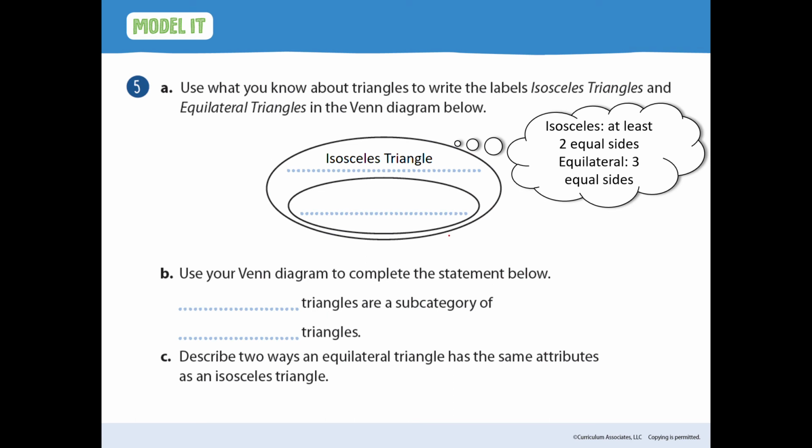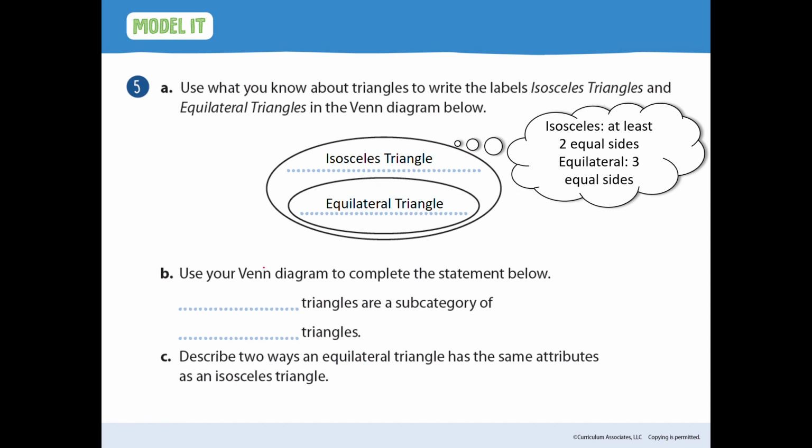Isosceles triangles goes on this line, and equilateral triangles goes on this line. All equilateral triangles are isosceles because they all have at least two equal sides, but not all isosceles triangles are equilateral because some isosceles triangles only have two equal sides, and then the third side is a different length.